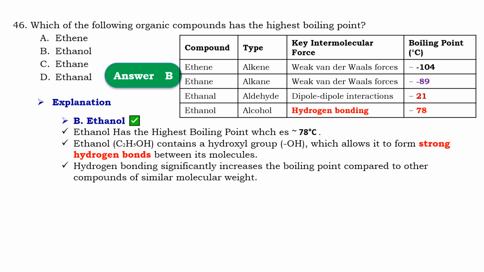And also when we look at ethanol, its type is alcohol, and it has an intermolecular force that is hydrogen bonding. Its boiling point is 78 degrees Celsius. So when we look at each one by one, ethanol is the highest compared to the others in terms of boiling point, and ethene is the lowest, at negative 104.